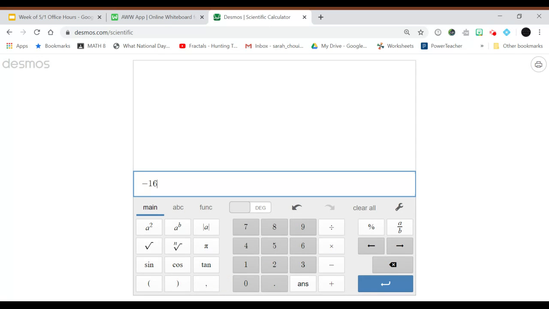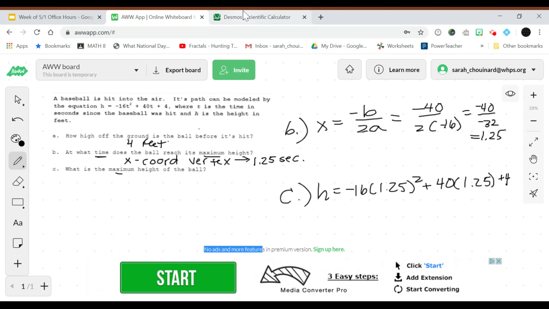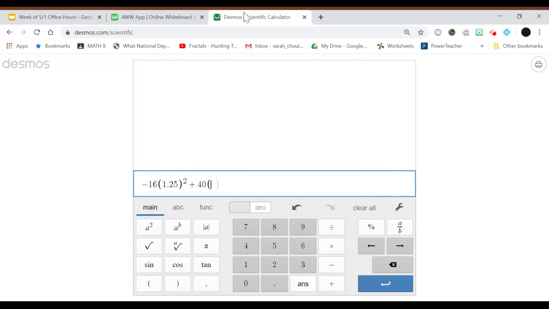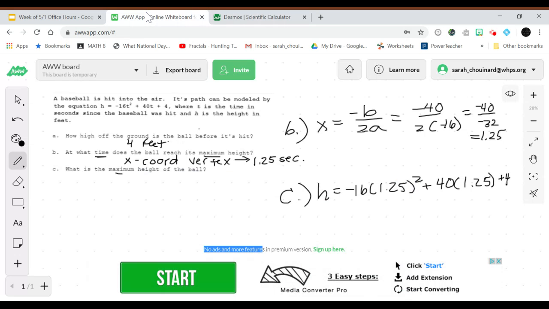So negative 16 times 1.25 squared plus 40 times 1.25 plus 4. So this ball is going to get 29 feet off the ground. So the maximum height is going to be 29 feet.